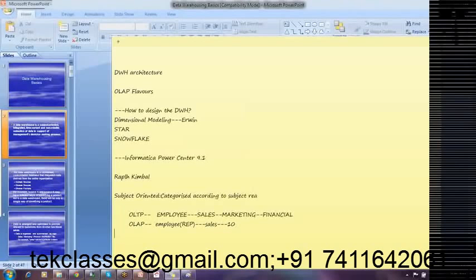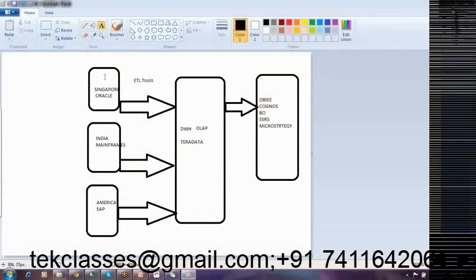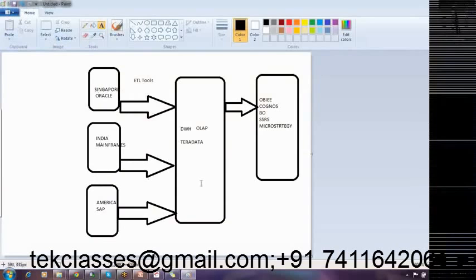And the other term is integrated. What is the meaning of integration? You are integrating the data from different applications. If you see the architecture here, you're integrating the data from the Oracle database, the mainframes database, and the SAP database directly into the Teradata system.